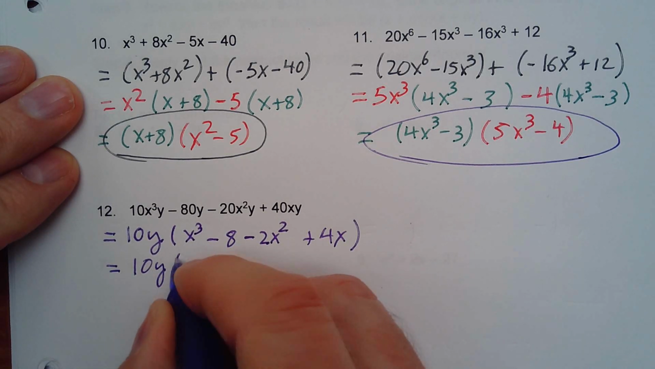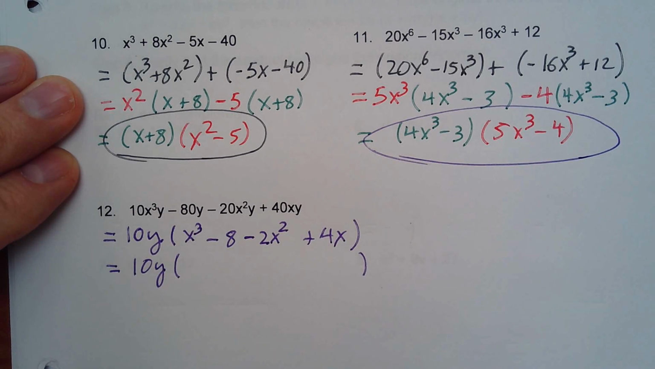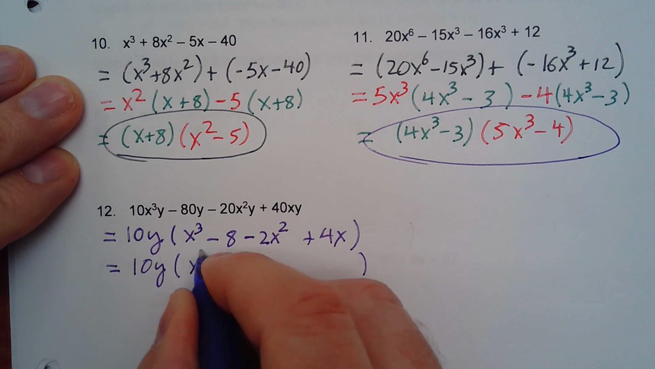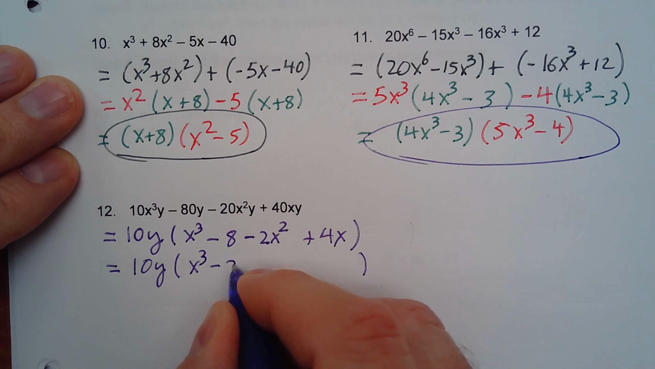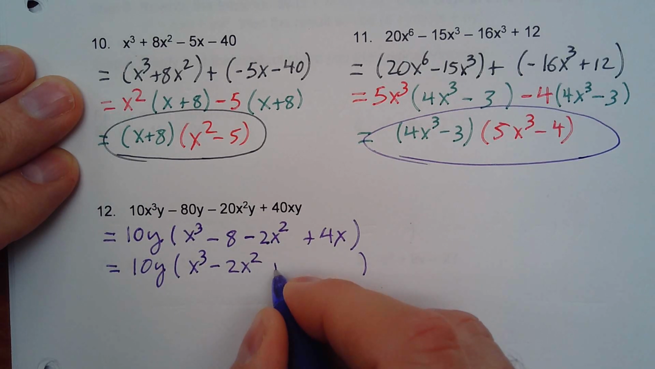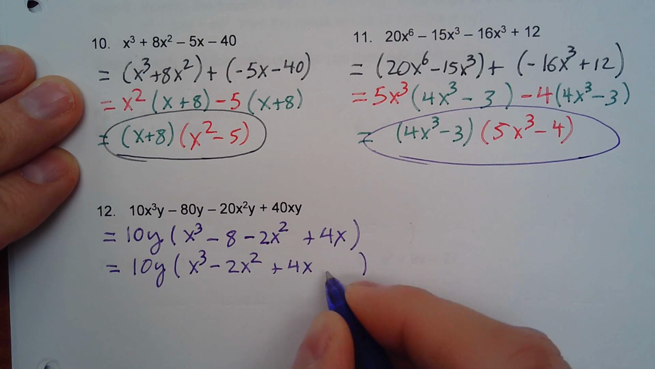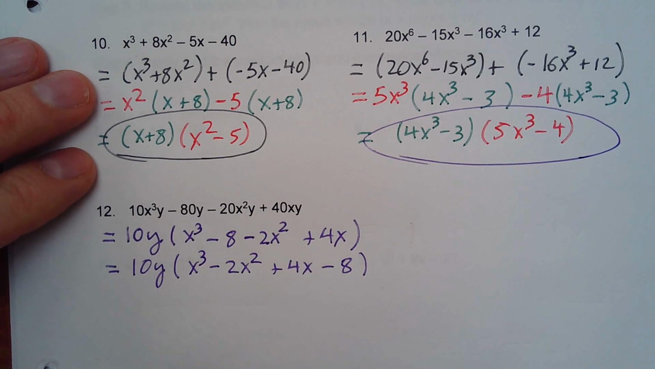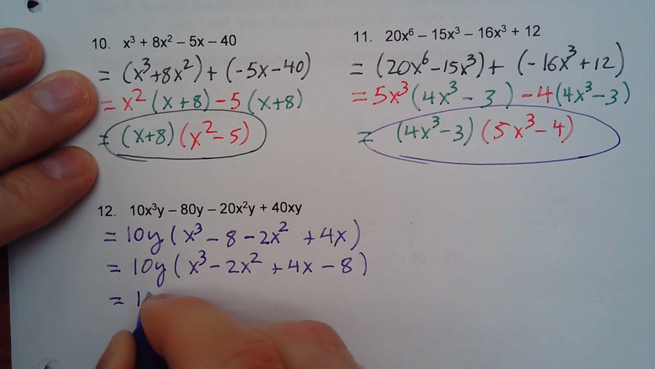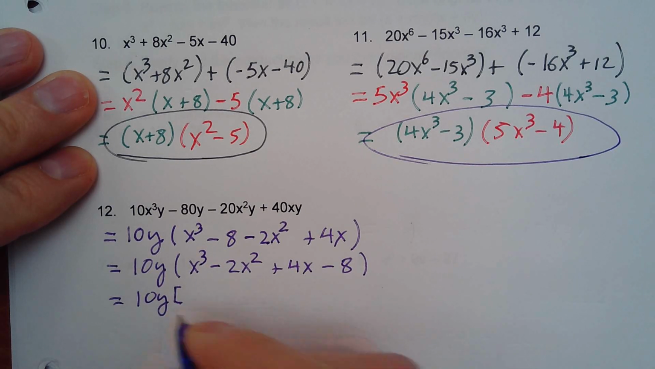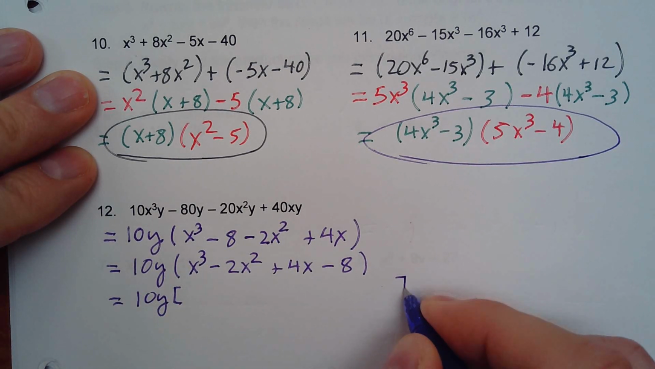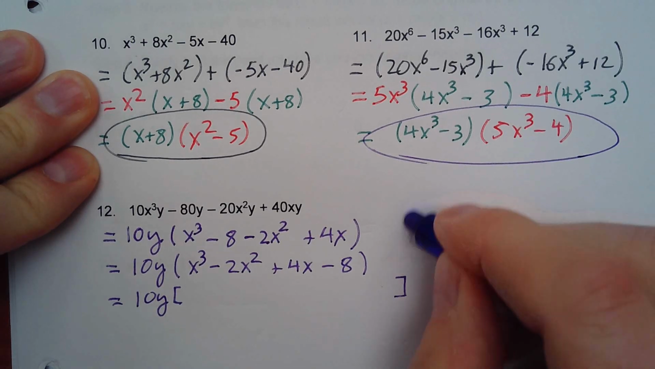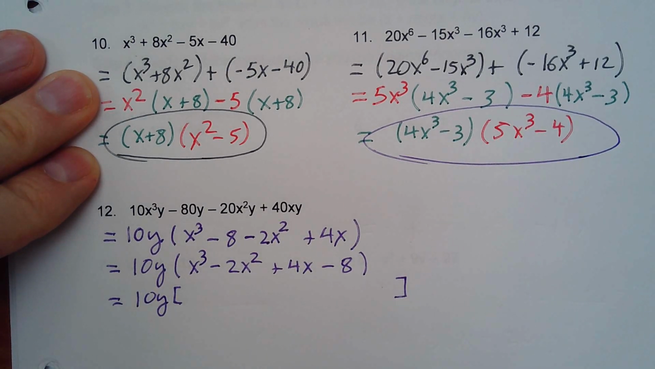So let's do that. Let's rearrange the terms. I'm going to put the x cubed followed by the negative 2x squared plus the 4x minus 8. Just rearranging the terms. And now let's try the factor by grouping. Keep in mind, this 10y here is still out in front. We're not doing anything with it. We're just bringing it down.